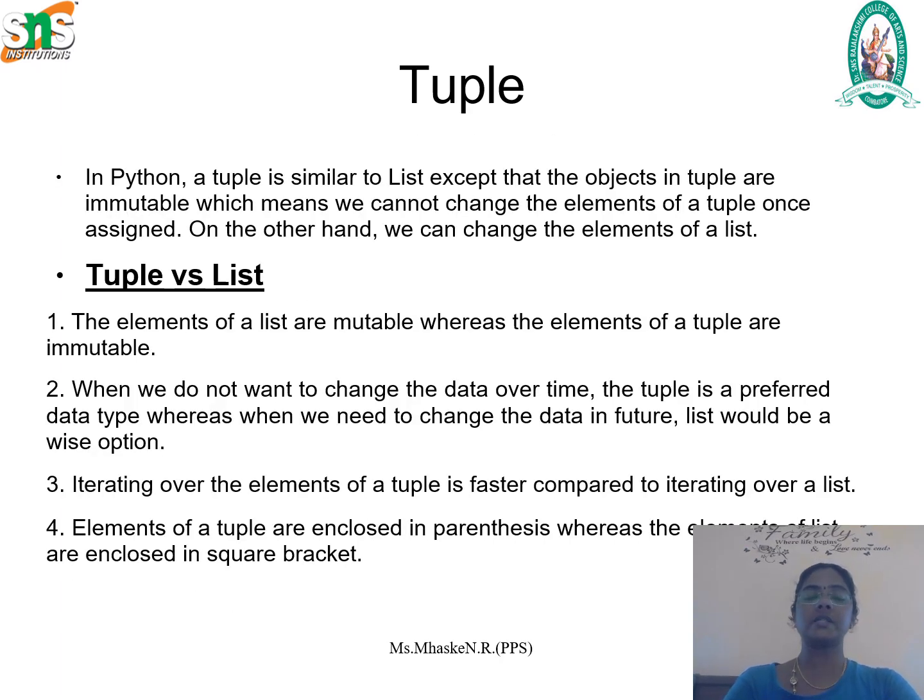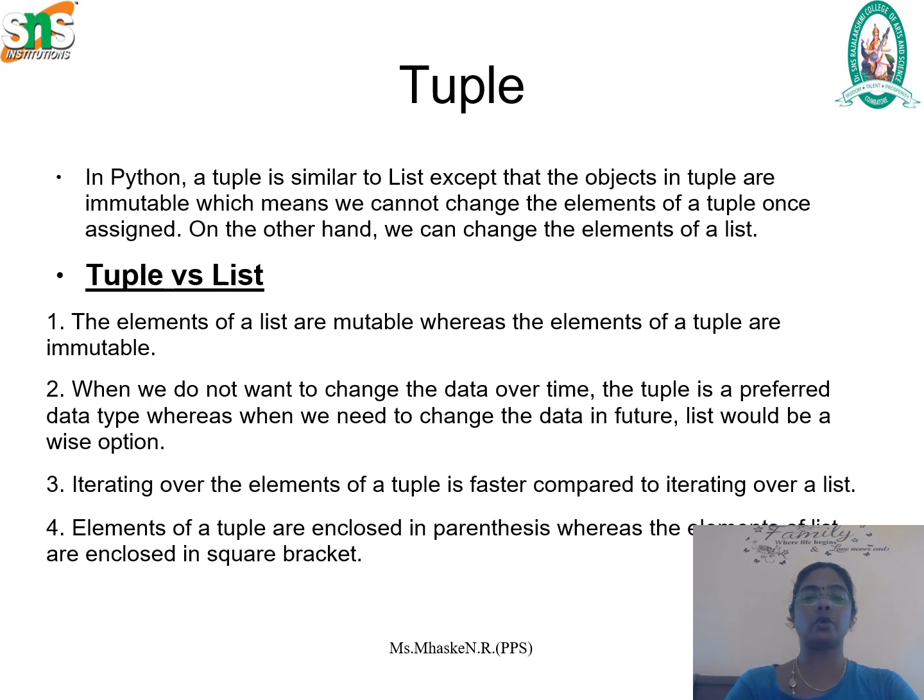Tuple is similar to the list, but the objects in the tuple are immutable. We cannot change the elements of a tuple once it is assigned, but in the list we can change them even after they have been assigned. So the difference between tuple and list is that the elements of a list are mutable whereas the elements of a tuple are immutable, and we cannot change the data over time. Iterating over the elements of a tuple is faster when compared to the list.